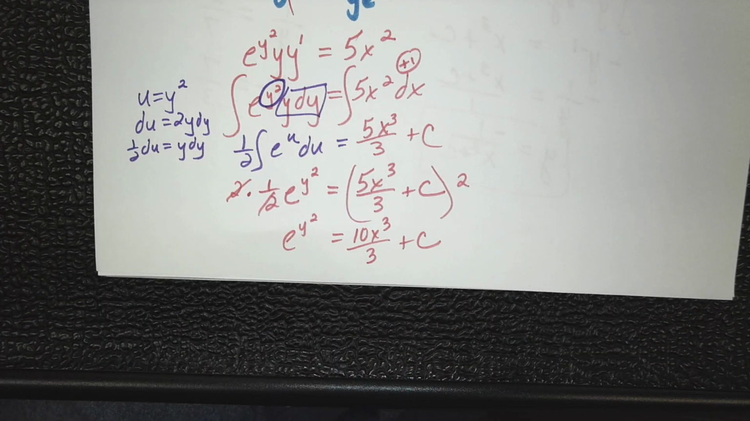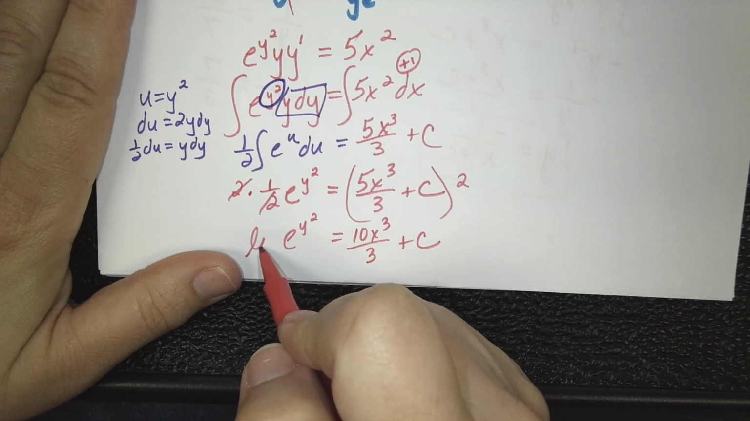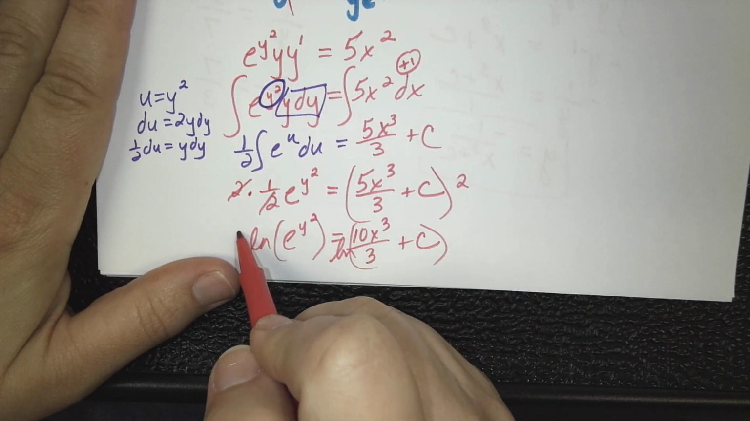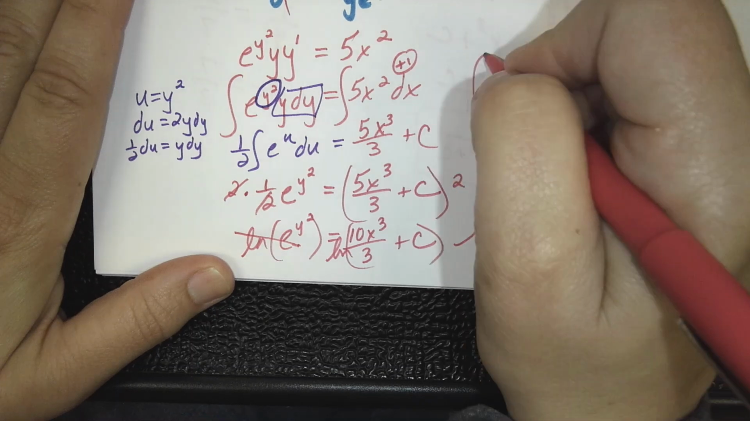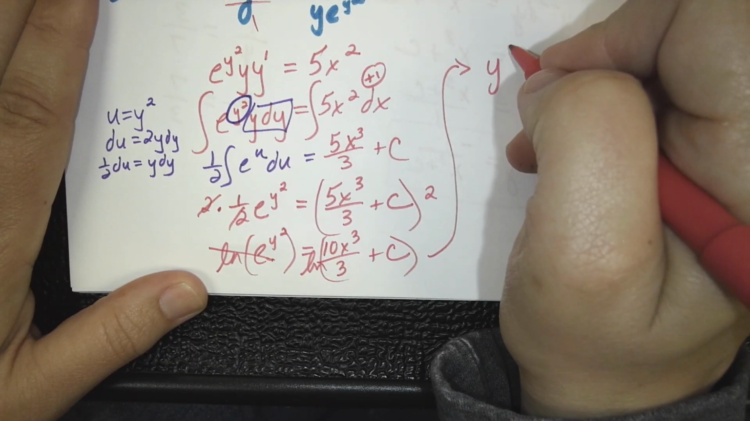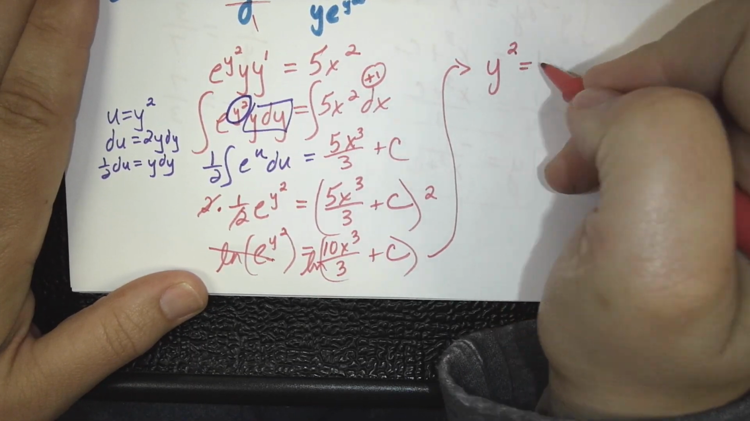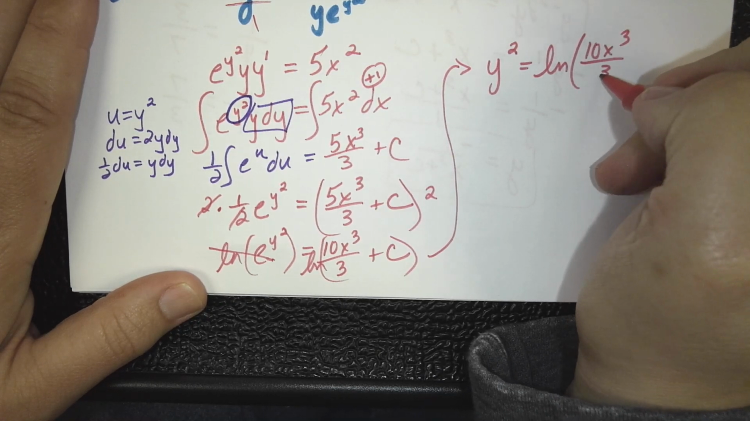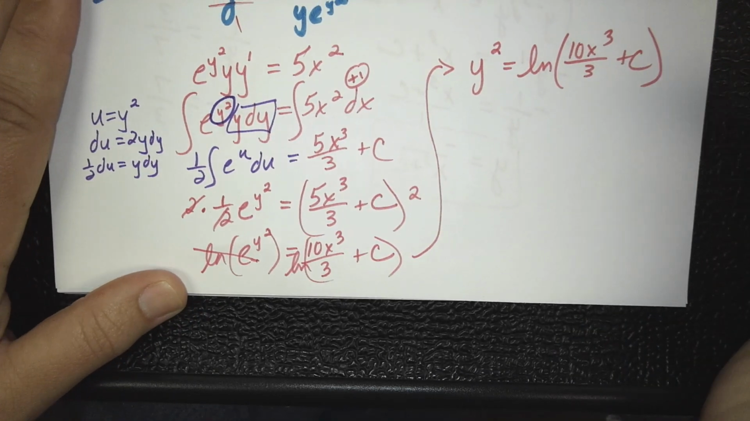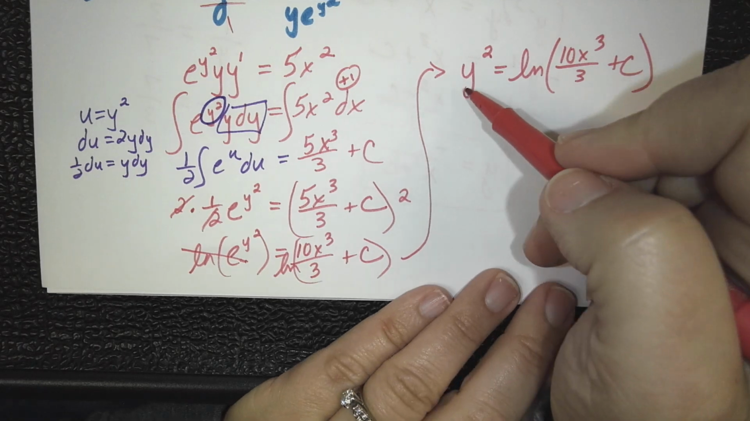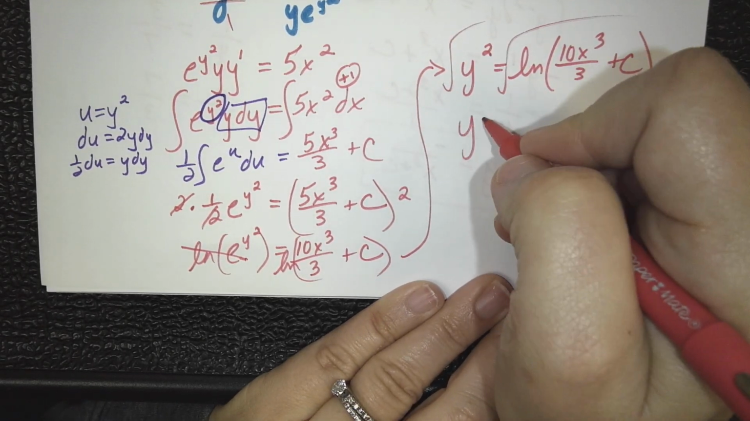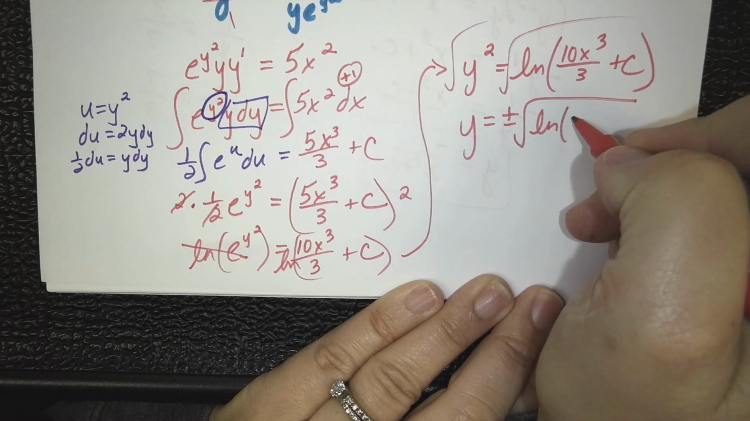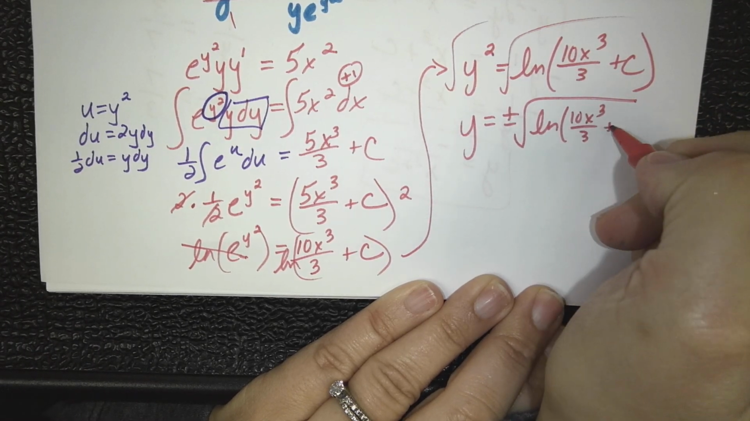Okay? Now, we're going to do what you just said to do, which is ln both sides. And what will happen is the ln and the e cancel. You're left with y² equals the ln of 10x³ over 3 plus c. And honestly, I'd be happy with that. You can take a square root and write it as y equals plus or minus the square root of ln (10x³ over 3 plus c).